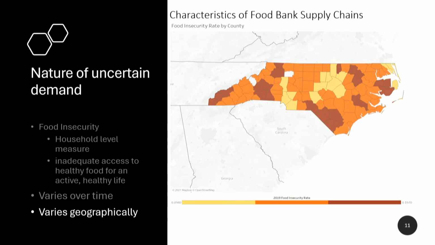This is a map of the state of North Carolina, and you can see food insecurity rates varying significantly across the counties here, right? So you may see darker colors in the areas on the coast and also the rural areas in the mountains, whereas in the more urban areas, there's lower food insecurity.